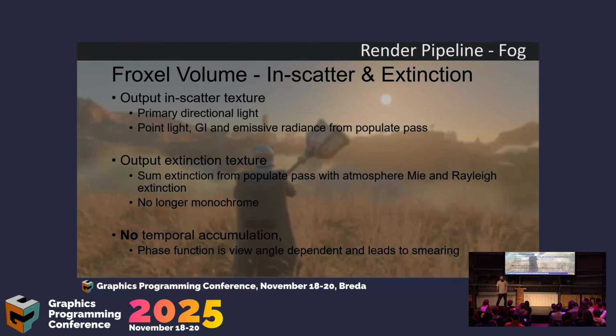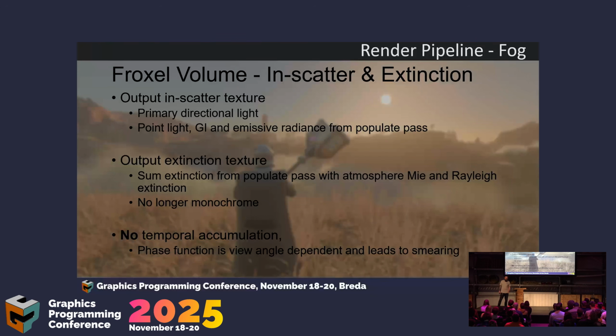As a second step, we compute in-scattering and final extinction coefficients. So we again launch a compute shader with one thread per froxel and load the intermediate data from the populate step. Like in the populate shader, we early out if the froxel is behind the upper depth limit. We load the pre-computed data from the populate step for the given froxel and compute the atmosphere, Mie, and Rayleigh coefficients.